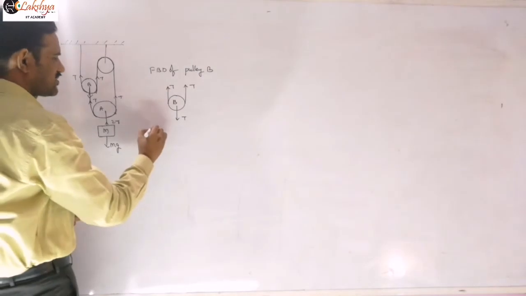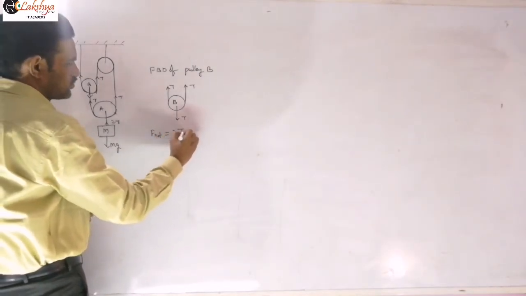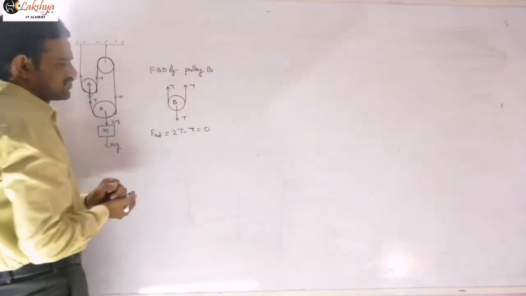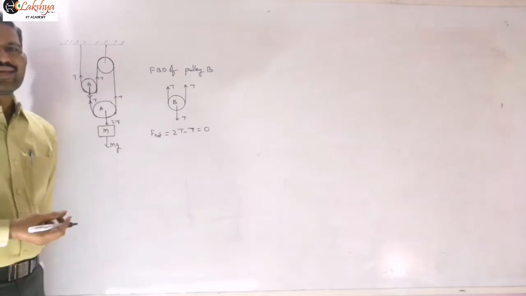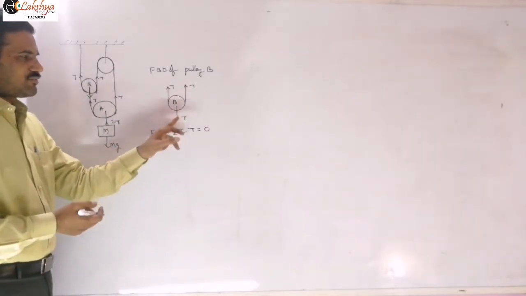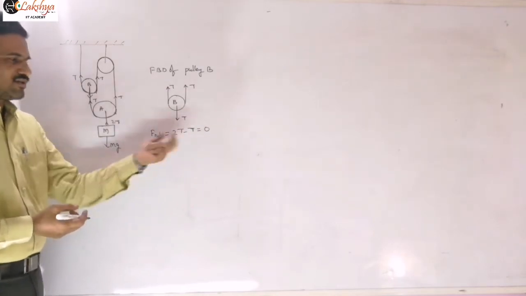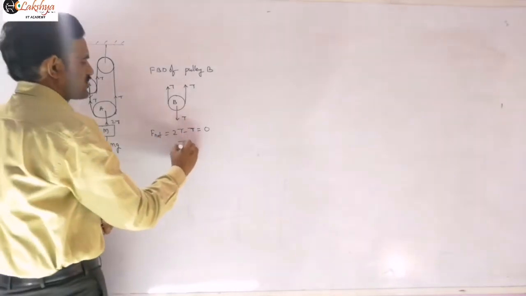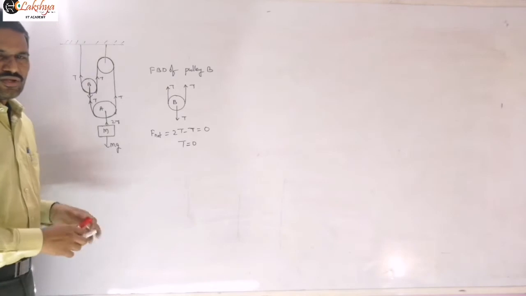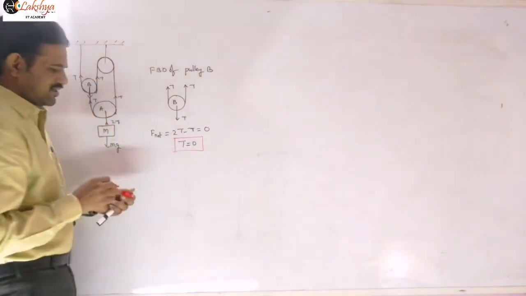Now, for the net force acting on this pulley, 2T minus T is equal to 0. We know the net force acting on any massless pulley should be 0, that is m into a, where m is negligible, so this value will be 0. And so the tension in the string is 0. In such an ideal case, the tension in the string is 0.